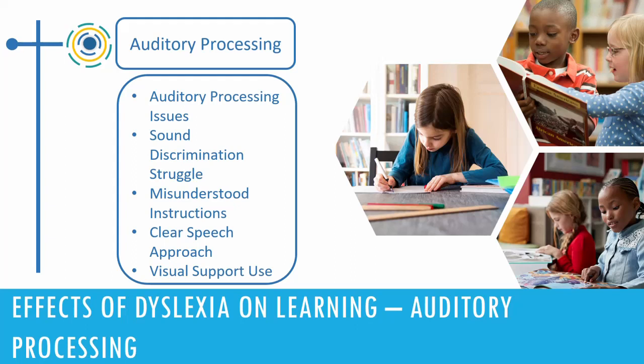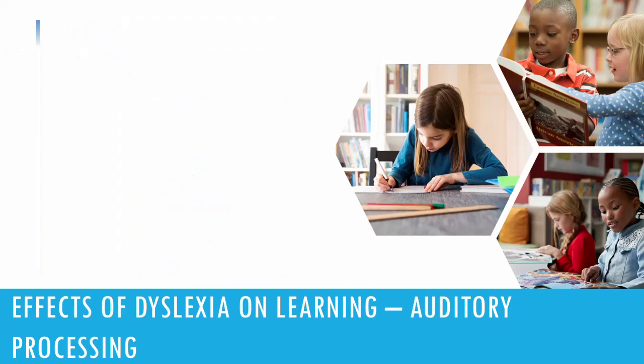They might struggle to distinguish between similar sounds or to follow rapid speech. This can lead to misunderstandings of verbal instructions or difficulty in distinguishing subtle differences in word sounds. To support these students, it can be helpful to speak clearly and at a moderate pace, use visual supports or written instructions to reinforce spoken information, and provide opportunities for them to ask clarifying questions.